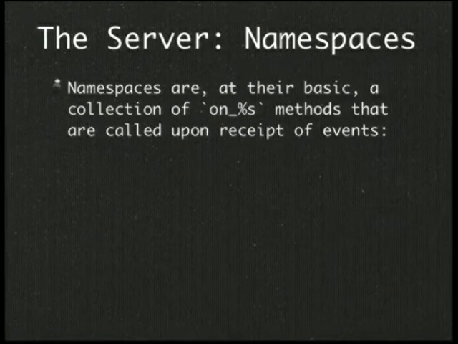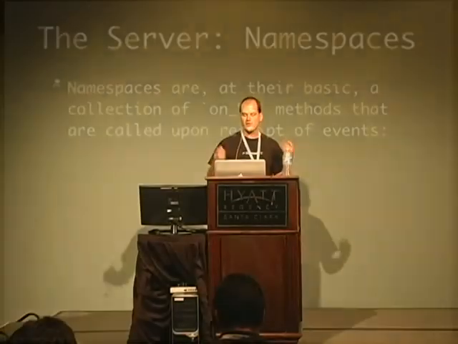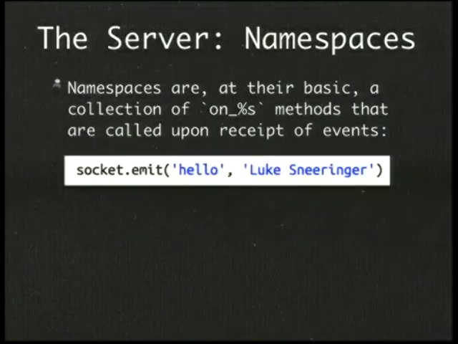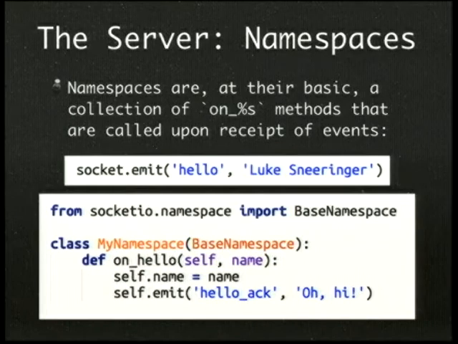Namespaces are actually really, really, really basic things. They have an initialize method. They need dunder init for their own purposes, so you can define a method named initialize that has your setup stuff. And then they just have on_event_name, where event name is whatever event you're receiving. So just like you were doing socket.on on your JavaScript side, you're going to have on underscore some basic string on your Python side. So when I did socket.emit hello Luke Sneeringer, this is where I'm going to receive it.